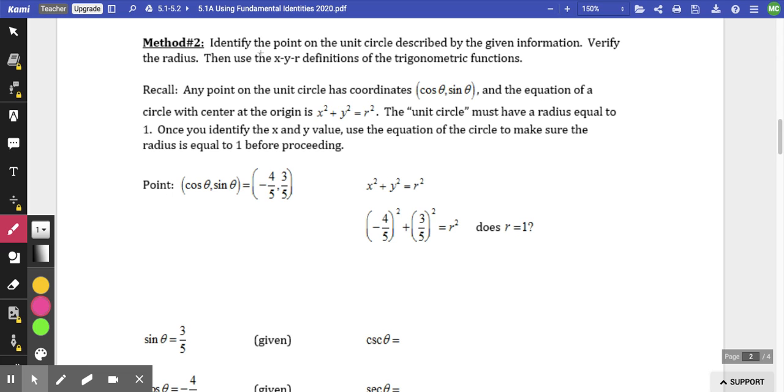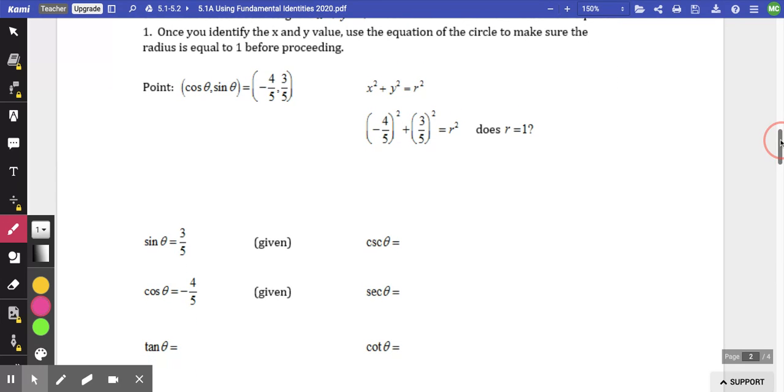All right, this second method is where you identify the point on the unit circle that's described by the given information, verify that the radius is equal to 1 because the radius on the unit circle is 1, and then we can use the x, y, r definitions of the trigonometric functions to find the rest of the ratios. So this is the same example that we did for method number 1. So our given information is the same. Sine of theta is 3/5, cosine of theta is -4/5.